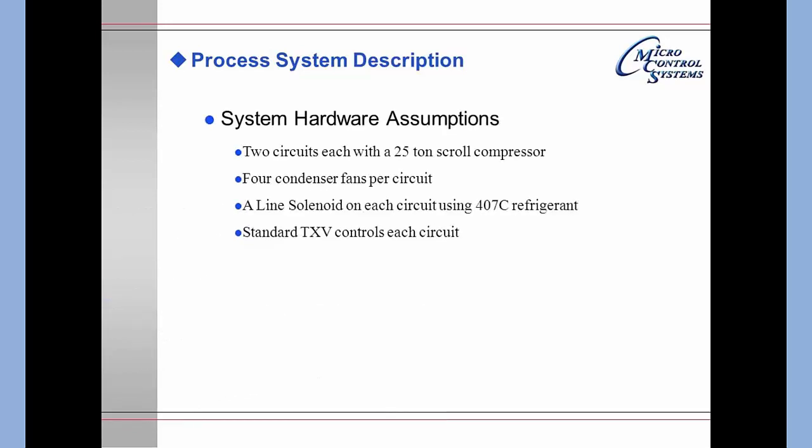The system hardware assumptions are there will be two circuits, each with a 25-ton scroll compressor. There will be 4 condenser fans per circuit, a liquid line solenoid on each circuit, and we will be using 407C refrigerant. There will be a standard TXV control on each circuit.